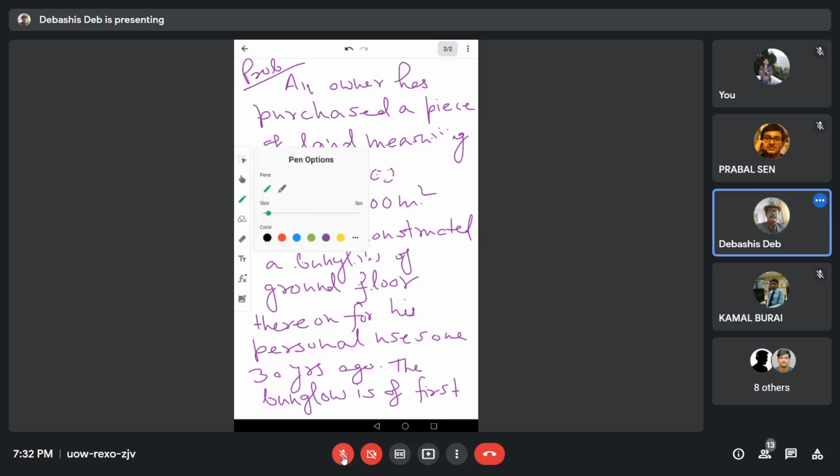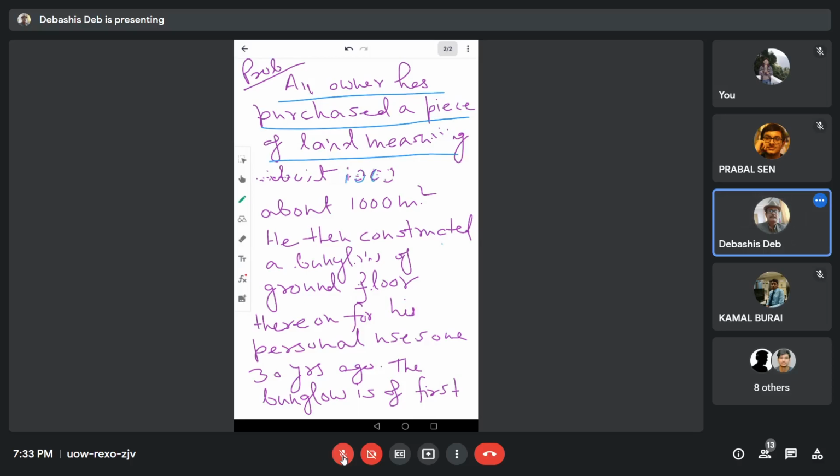Let me repeat, okay? An owner has purchased a piece of land measuring about 1000 square meter. He then constructed a bungalow of ground floor. So he has constructed one bungalow for his personal purpose, some 30 years ago. So right now, what is the age of the bungalow? 30 years. Okay. The bungalow is of first class construction.